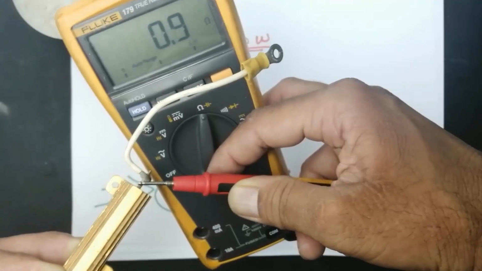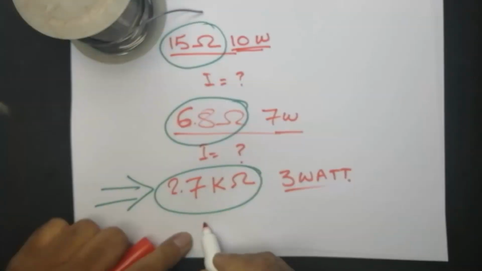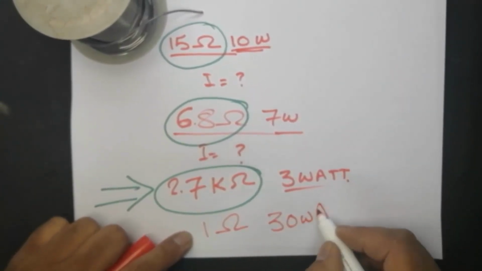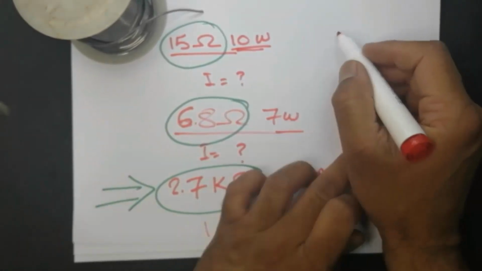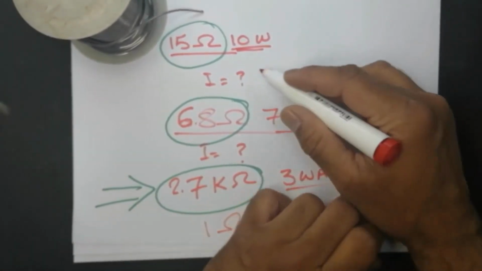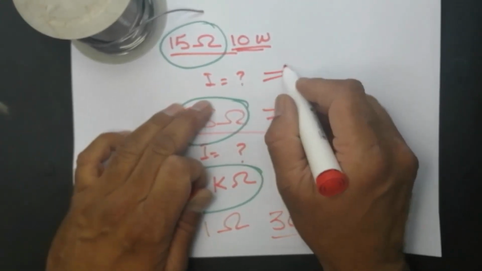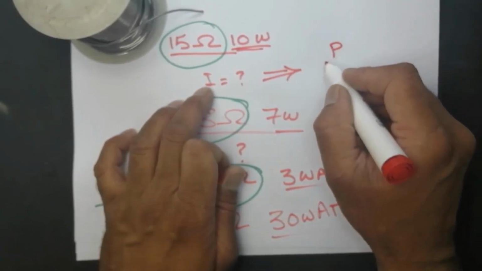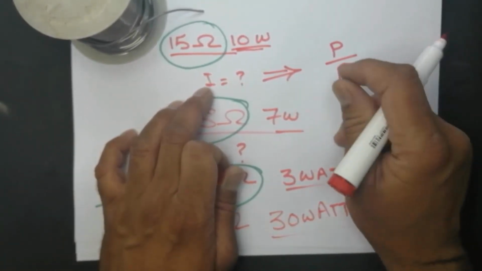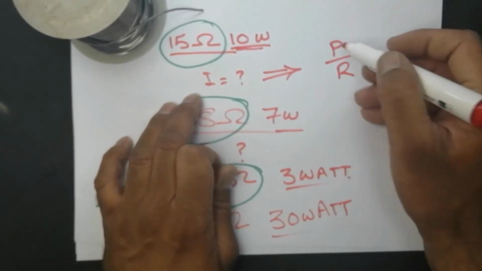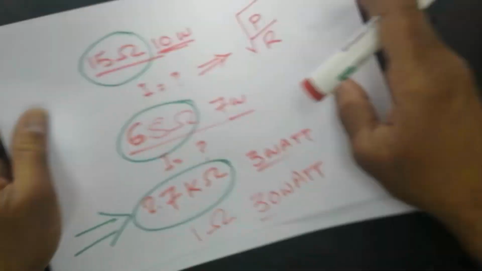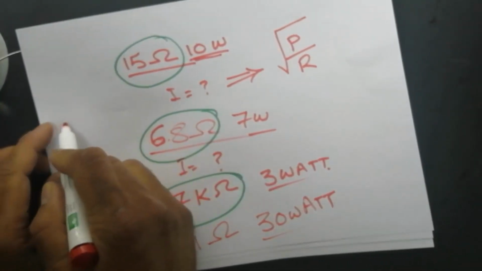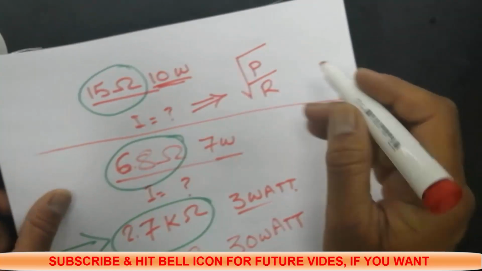These resistors are used in power supplies. This is 1 ohm, 30 watt. Why these have different values, we will see now. Because when we have to select a resistor, we must know the amount of current. The amount of current can be found by the square root of power over R. This formula is used to determine the amount of current through a resistor.